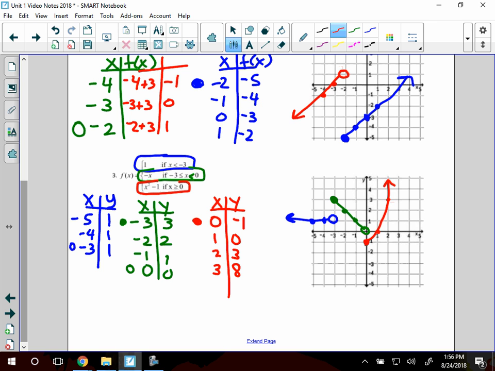All right, so that's it for Target 2 Notes. Hopefully by the end of this you feel fairly comfortable evaluating and graphing piecewise functions.